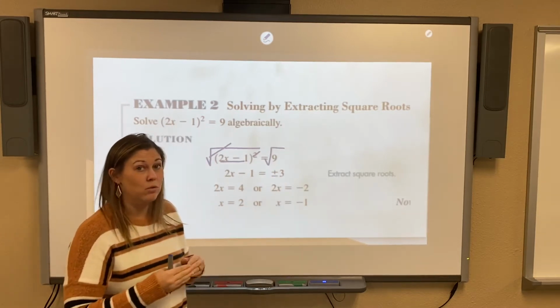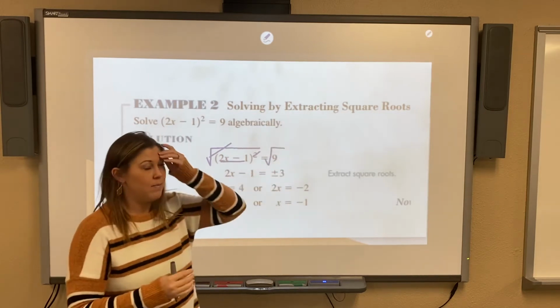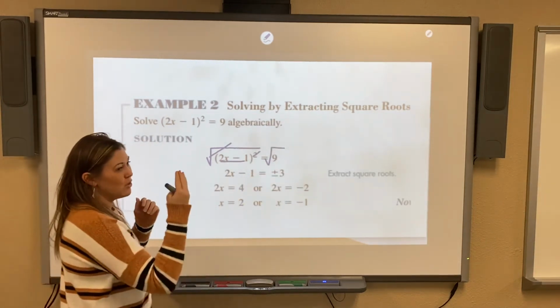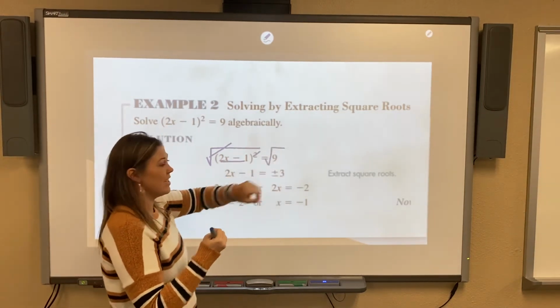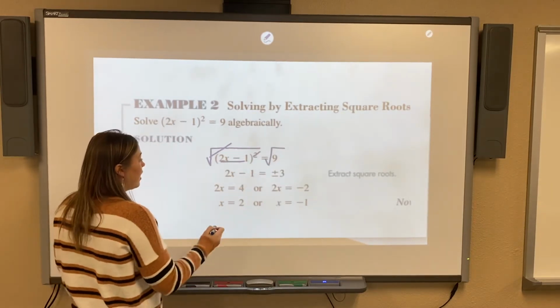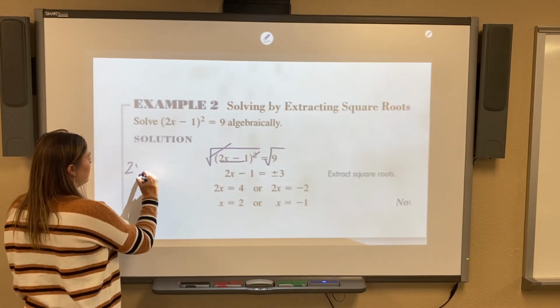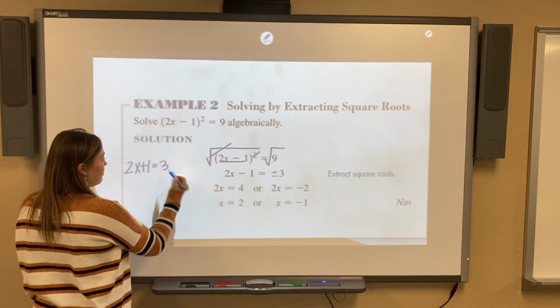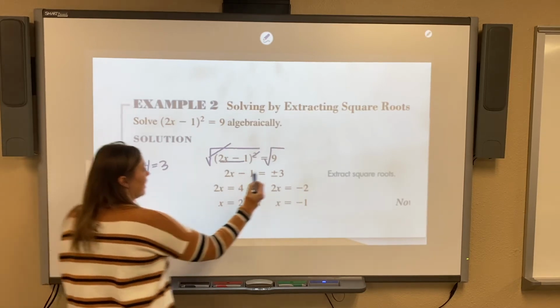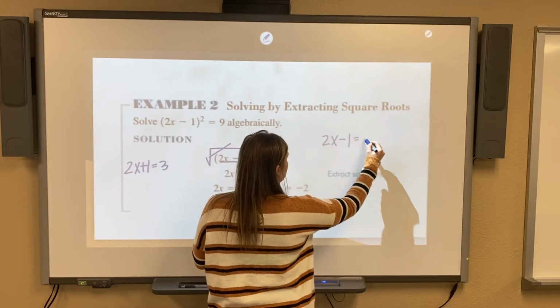Make sure you don't forget that plus or minus 3, because this could be a positive or a negative, right? Well, 3 squared gets us 9, and then negative 3 squared also gets us 9. That's what I meant. So now we can break it up from here. So we can say 2x plus 1 equals a positive 3. And then, I'm going to come over here for this one, 2x minus 1 equals a negative 3.